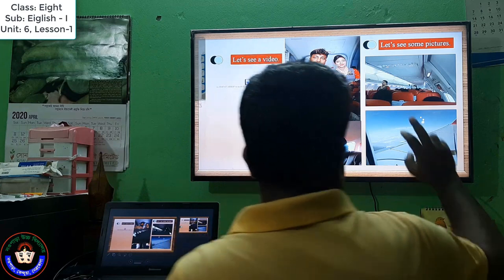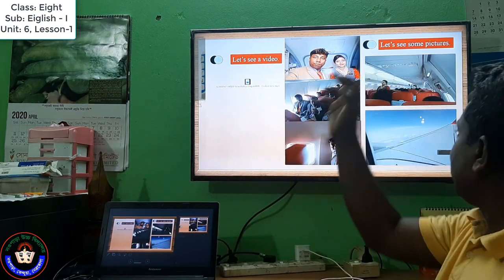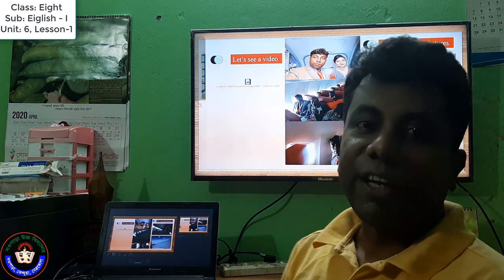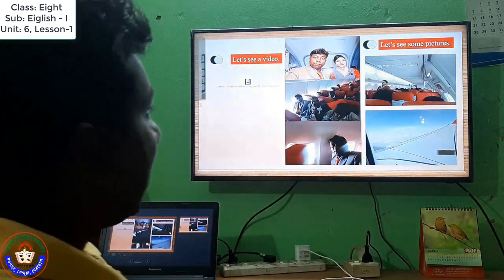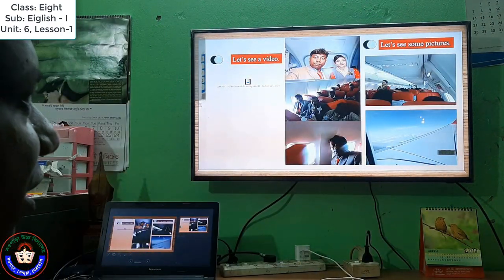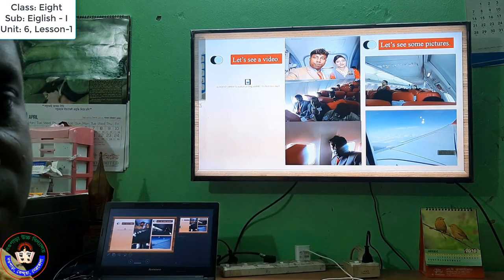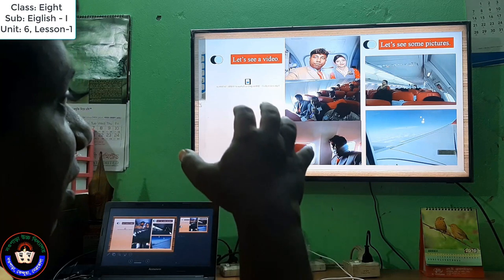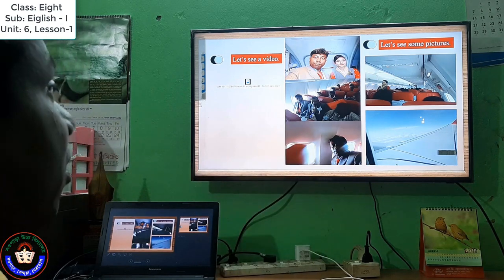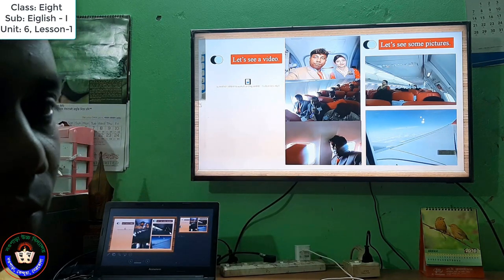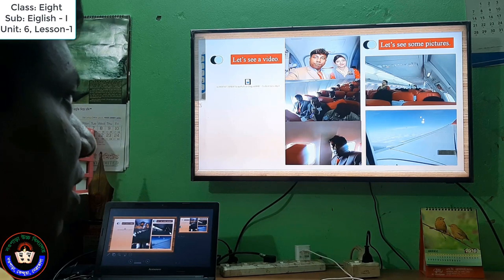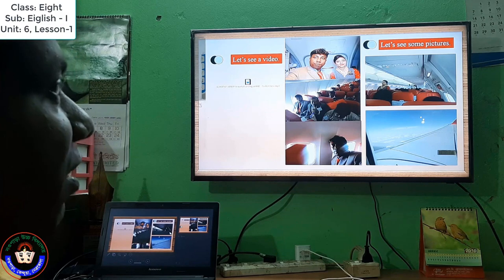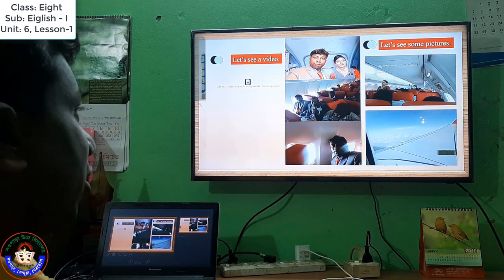If you see this picture, you can see these are the seats in a plane, like a bus or train, but this has some differences. That means it is air conditioned and well organized, and you can see the seats are very neat and clean. The environment is very nice.